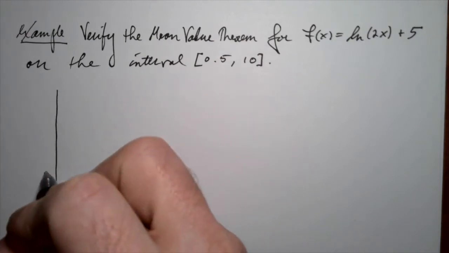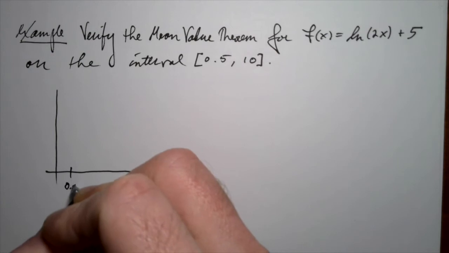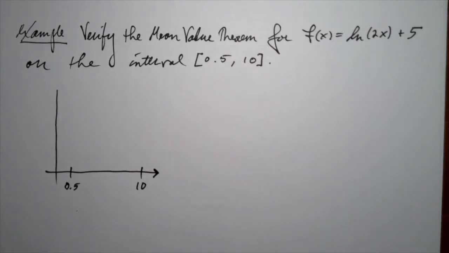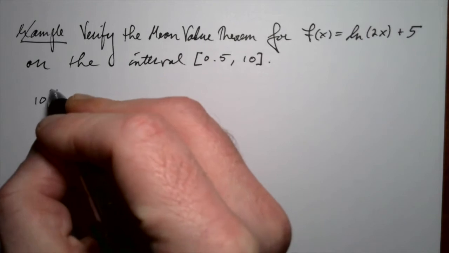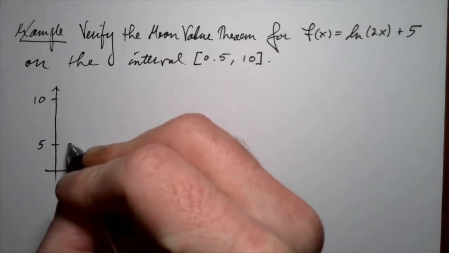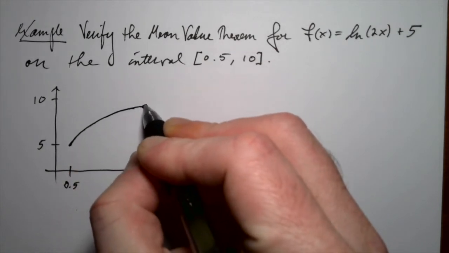So what does the graph of this function look like on the interval in question? I'll just give a sort of rough sketch of the graph. This is 5, this is 10 on the y-axis. Yeah, close enough. That looks about right. So the graph of this function, the natural log is increasing, but it increases ever slower.